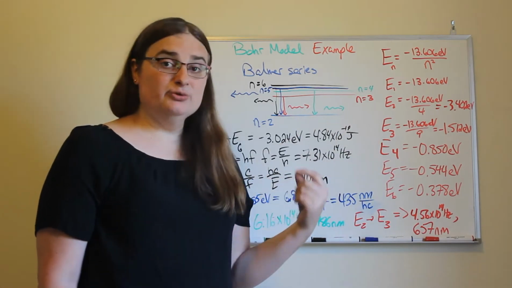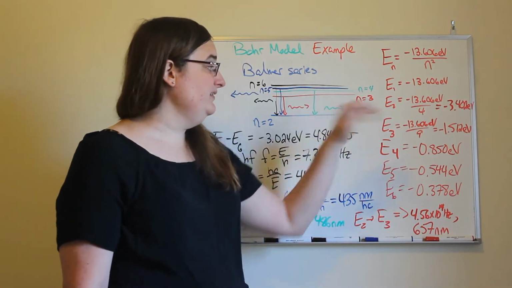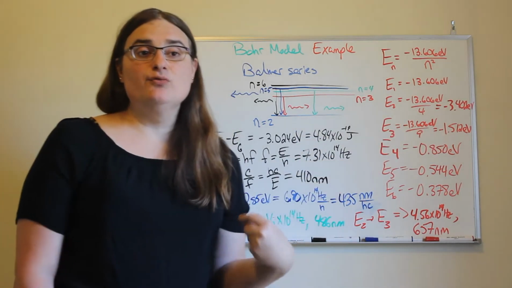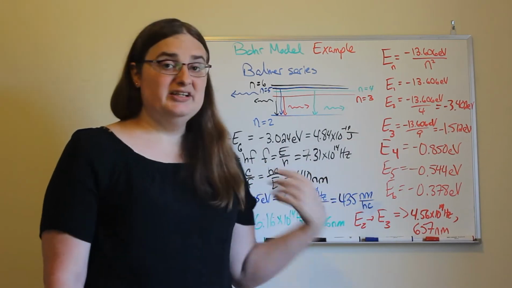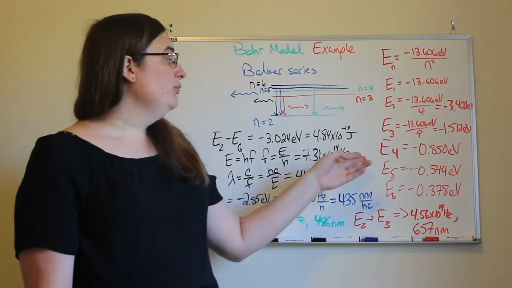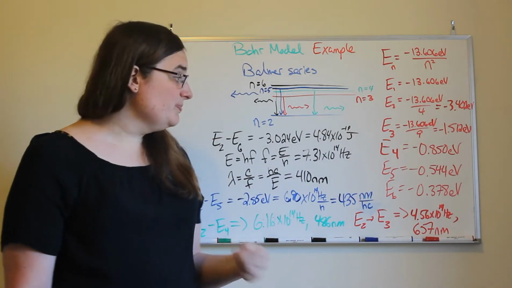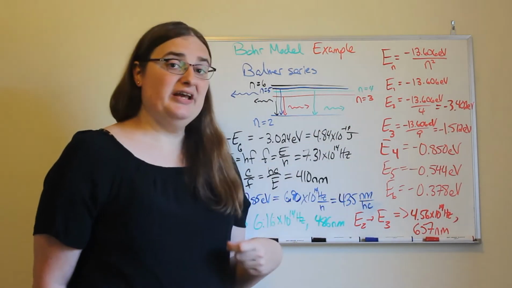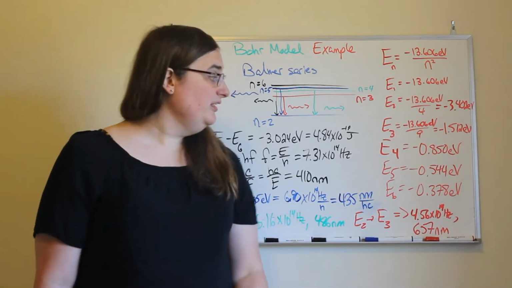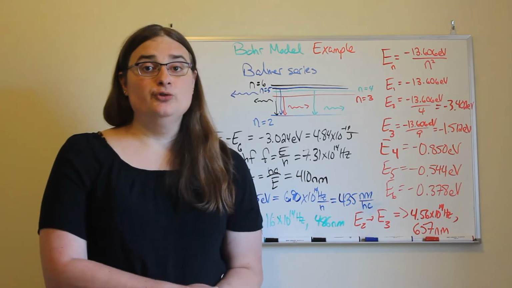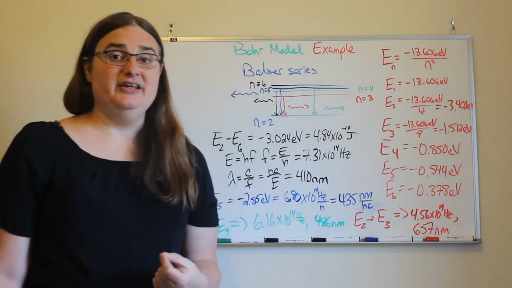For the n equals 3 energy level, I'd divide 13.606 eV by 9, and that gives me an energy of negative 1.512 eV. For the fourth, fifth, and sixth energy levels, we would be dividing by 16, 25, and 36 respectively, and that gives us energies of negative 0.850 eV, negative 0.544 eV, and negative 0.378 eV.